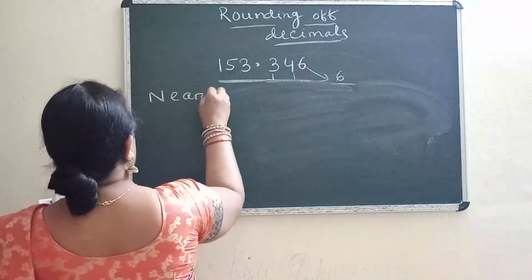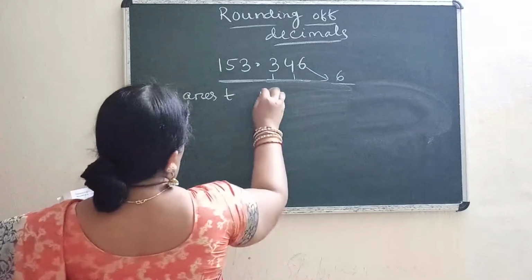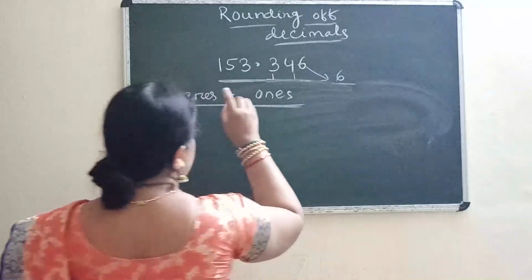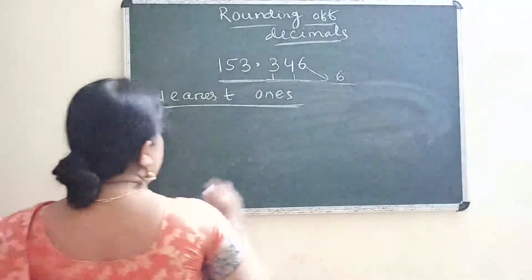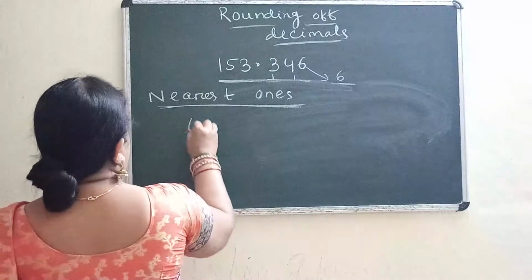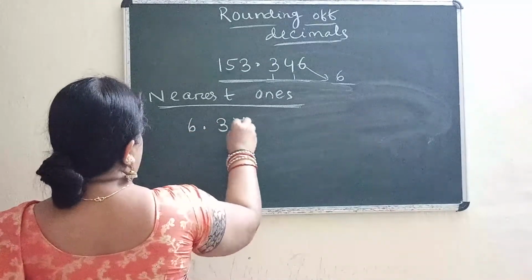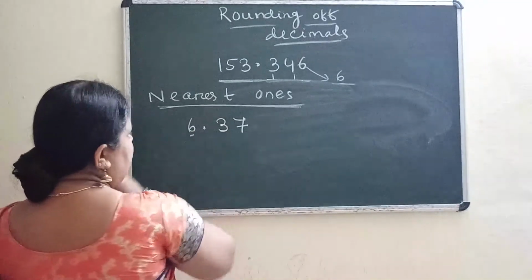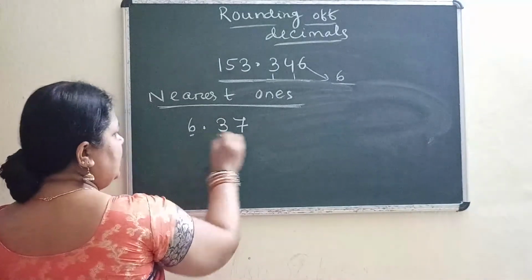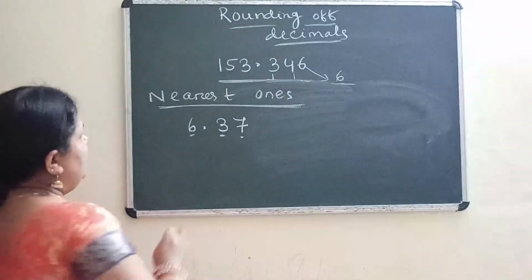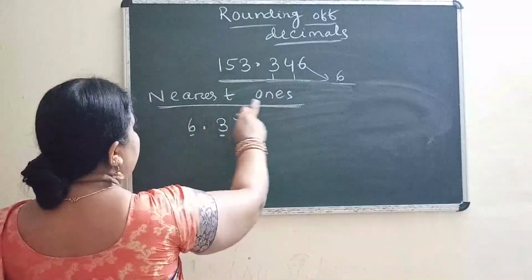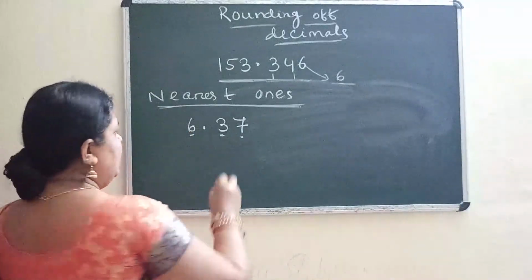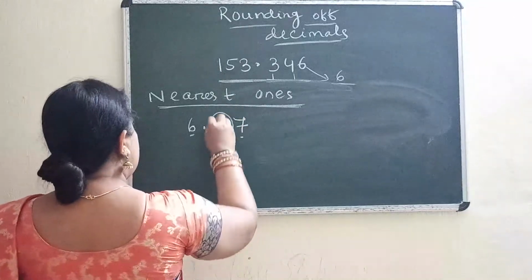nearest ones. Today we will discuss first nearest ones. Let me show one example, 6.37. So this is your ones place, this is your tenths place, this is your hundredths place. So according to the question, nearest ones, this is your ones. So which one will be the place to check for nearest ones? This one.